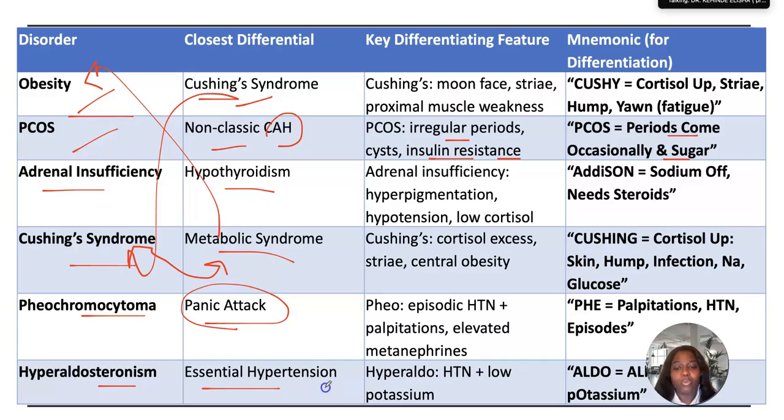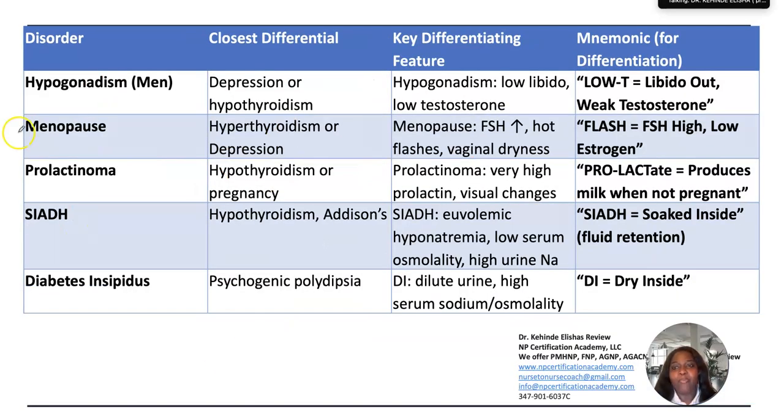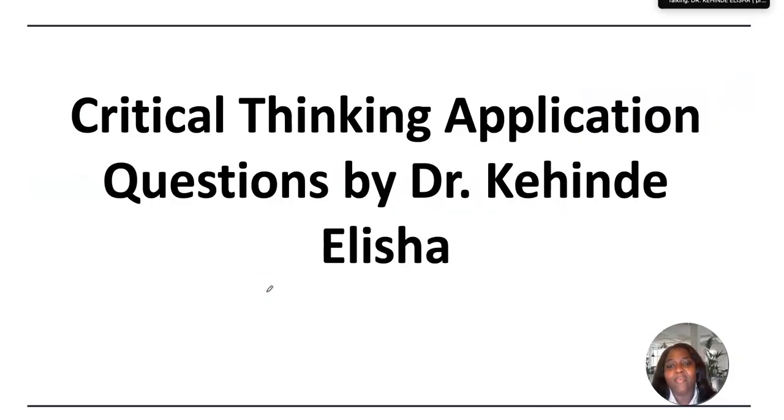Hyperaldosteronism is close to essential hypertension. Hypogonadism is close to depression or hypothyroidism. Menopause is close to hyperthyroidism or depression. Prolactinoma is close to hypothyroidism or pregnancy. SIADH is close to hypothyroidism and Addison's. Diabetes insipidus is close to psychogenic polydipsia. And that is it for the endocrine system.